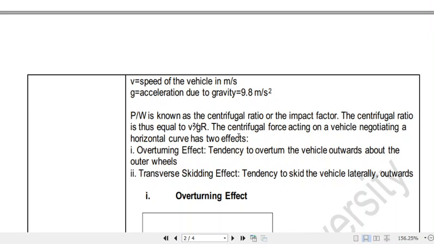The centrifugal force acting on a vehicle negotiating a horizontal curve has two effects. The first is the tendency to overturn the vehicle outwards about the outer wheels, and the second is the tendency to skid the vehicle laterally outwards. The first one, the tendency to overturn the vehicle, is called the overturning effect. The second one, the tendency to skid the vehicle laterally outwards, is called the transverse skidding effect.